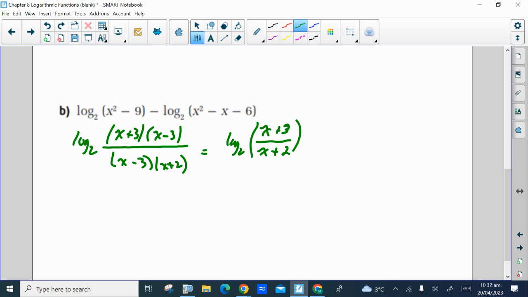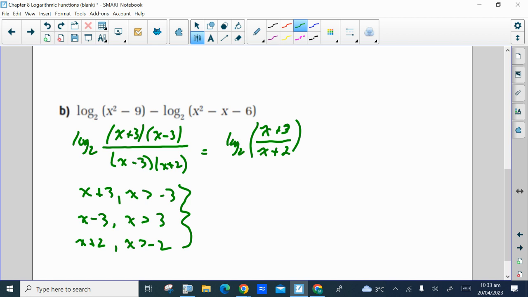But to get our restrictions, we have to look at each argument, the factors of each argument. We have a factor of x plus 3, so x must be greater than negative 3. We have a factor of x minus 3, so x has to be greater than positive 3. On the bottom, we also have a factor of x minus 3, which we've already dealt with, but we have a factor of x plus 2, so x must be greater than negative 2. Again, you have three conflicting statements, you need to choose the one that satisfies them all, which will be that x must be greater than 3. There's your restrictions.